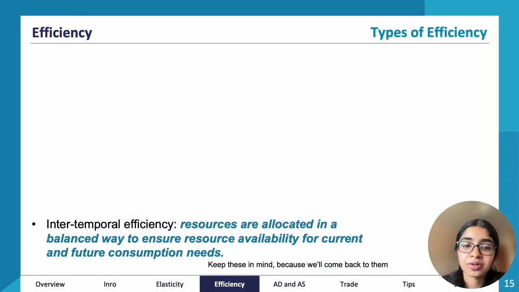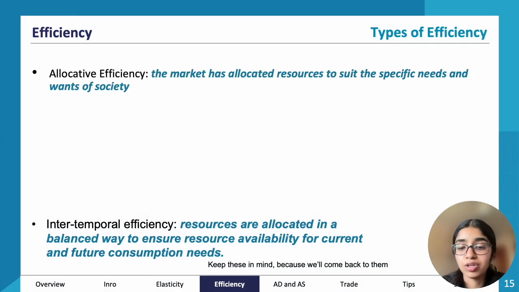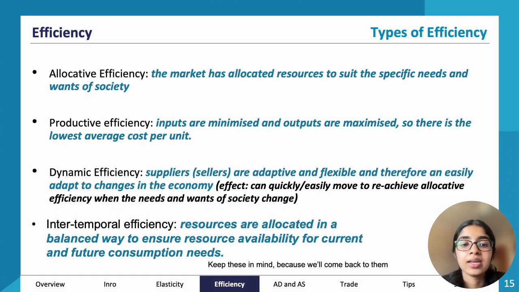Okay, so now let's talk about efficiency. This is really, really important in eco. So we've got allocative efficiency, which is basically when the market allocates resources to suit the needs and wants of society. So actually, I won't read off these definitions. I'll just talk about them because you can read them yourself. So allocative efficiency is about maximizing society's living standards. So these are material, but these are also non-material living standards.